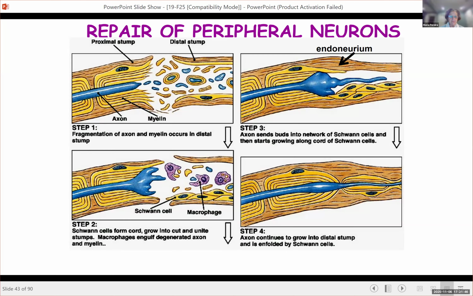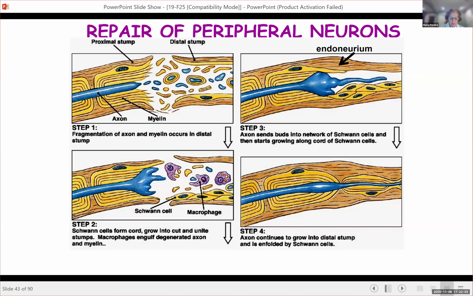So why am I making this difference? The distal stump has to be destroyed because it's not near the cell body, so it's impossible to recover. So it's going to be destroyed. But the proximal stump is going to be safe and it's going to be repaired.